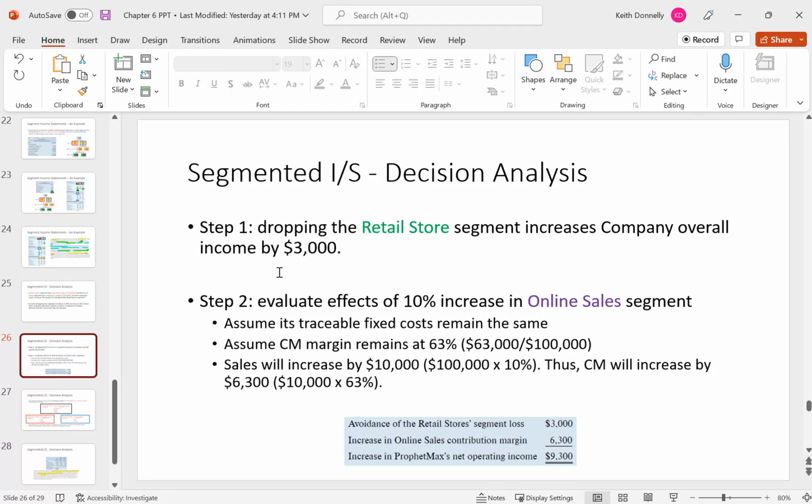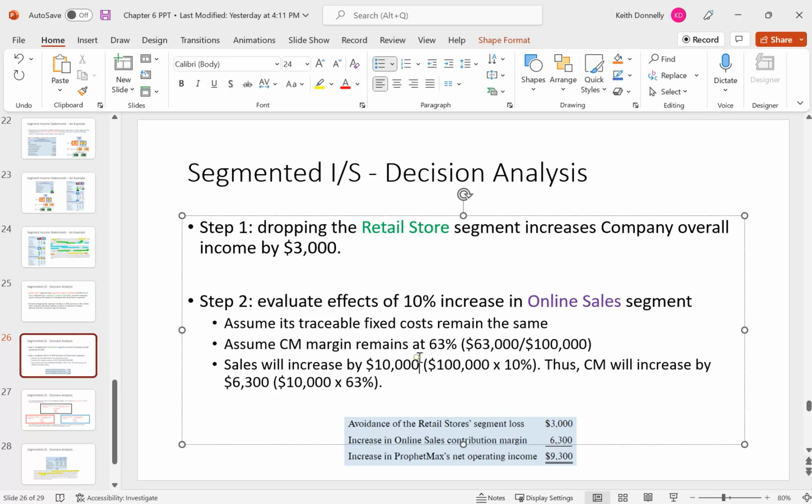So what we're going to do here is assume that it's a traceable fixed cost that remains the same. So we'll assume that our contribution margin remains at 63%, right? 63,000 divided by 100,000. If sales increase by 10%, so if we formerly had 100,000, it goes up by 10%. We have a 10% increase in sales, right? We take the increase in sales times the contribution margin ratio, right? The idea here is our contribution margin will increase by 6,300, right?